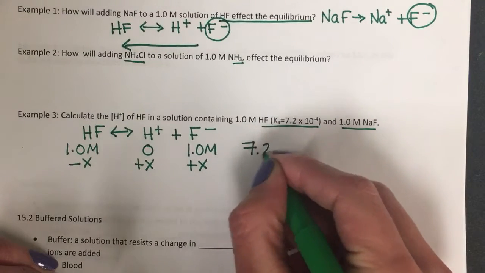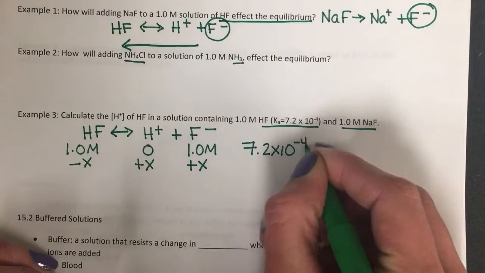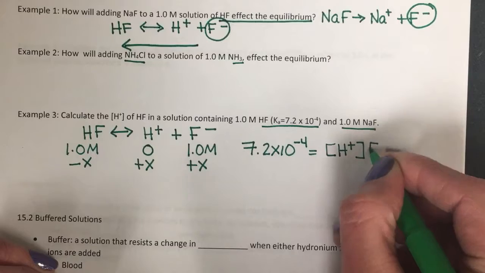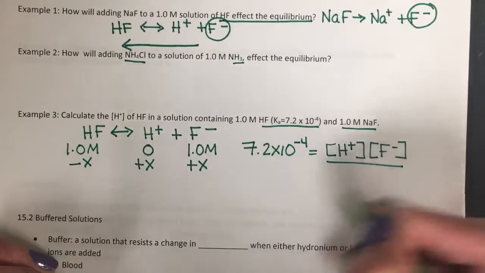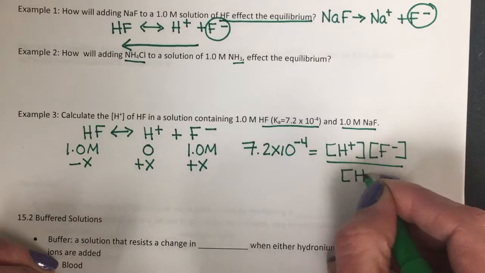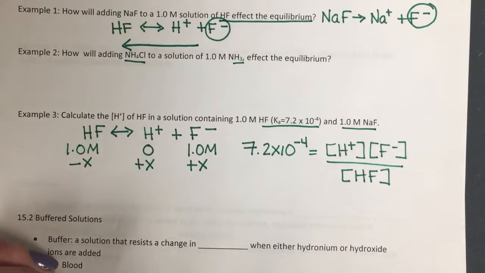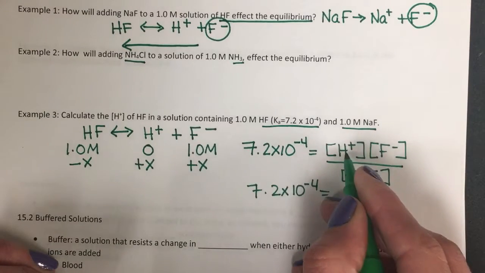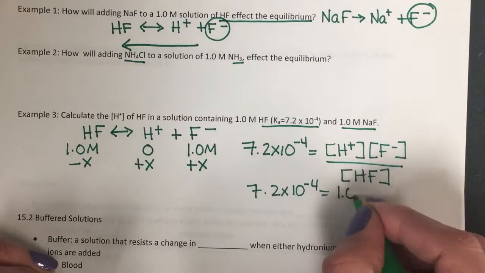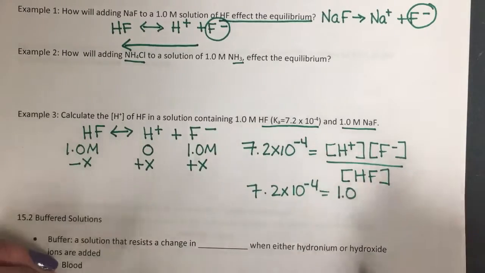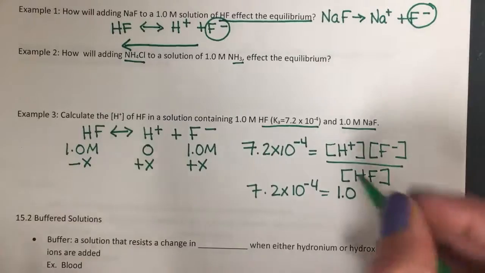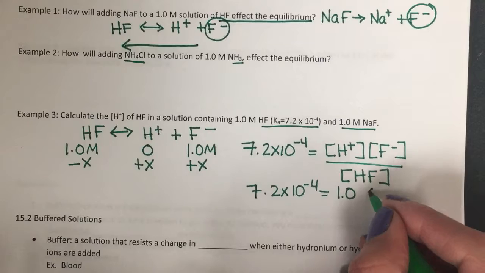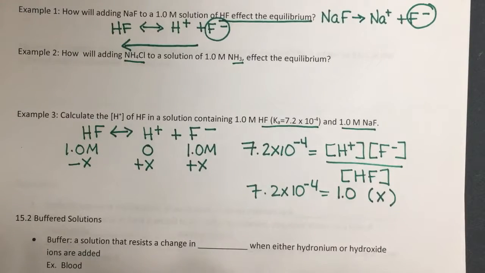I know that my Ka is equal to the concentration of my products divided by the concentration of my reactants. I know that HF starts out as 1.0 molar minus X. I ignore that, so it stays. H plus, I don't know. H plus is going to be X.